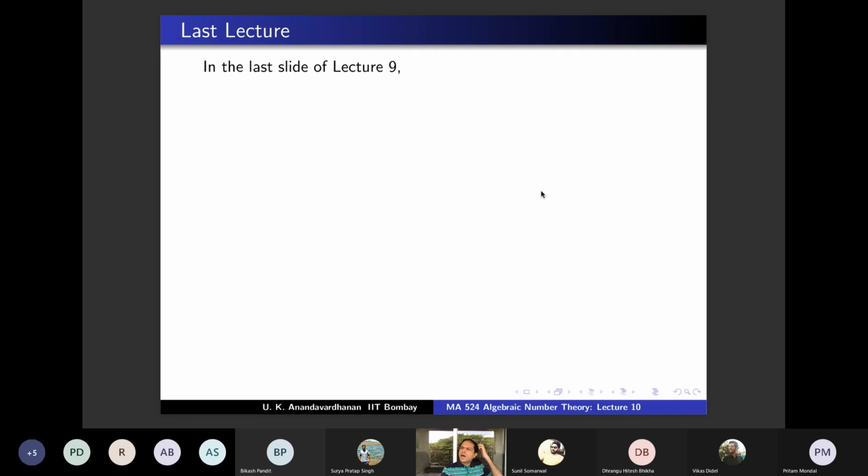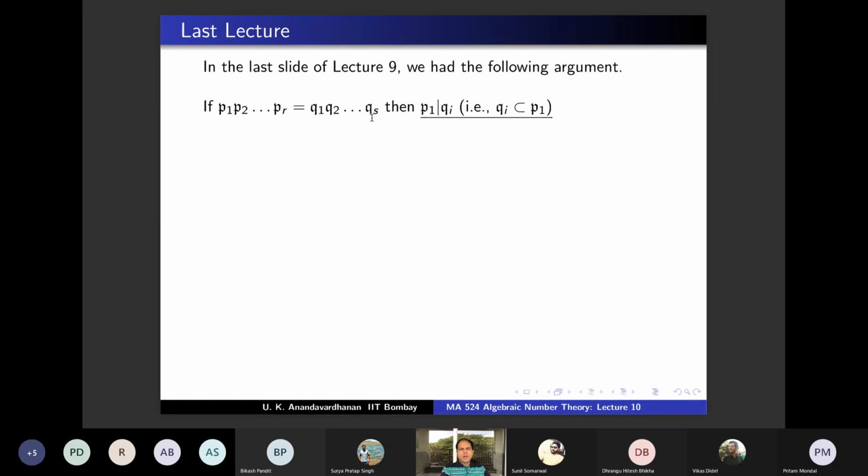Fine. And in the last lecture, the very last slide, I said that there is uniqueness of factorization. Let me quickly recall the proof. So we had the following argument. If P1, P2, etc., Pr equal Q1, Q2, etc., Qs, then P1 divides this, and therefore P1 divides one of those, Qi. So P1 divides Qi. And if P1 divides Qi, then Qi is P1 times something, and P1 times something is contained in P1. So Qi is contained in P1.